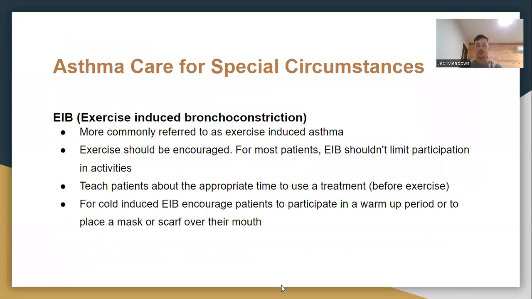Asthma care for special circumstances. One of the special circumstances, we're going to be talking about two: pregnancy and EIB. EIB is exercise-induced bronchoconstriction. This is more commonly referred to as exercise-induced asthma. Exercise should be encouraged for these patients, and for most patients, EIB shouldn't limit participation in these activities.